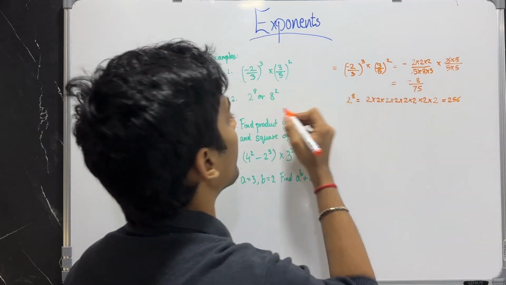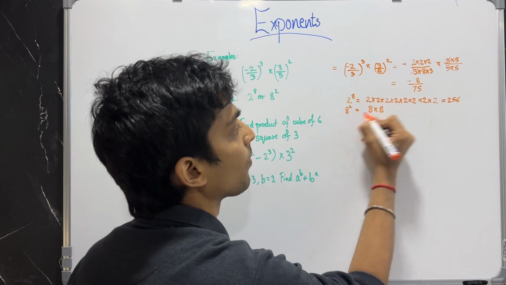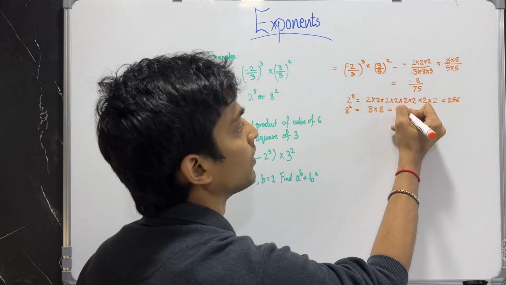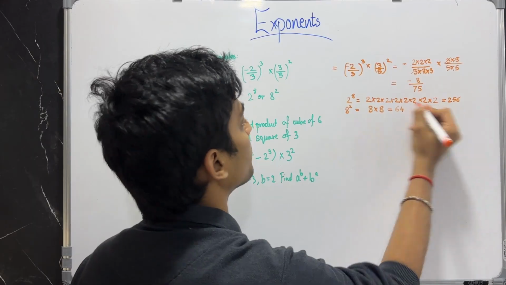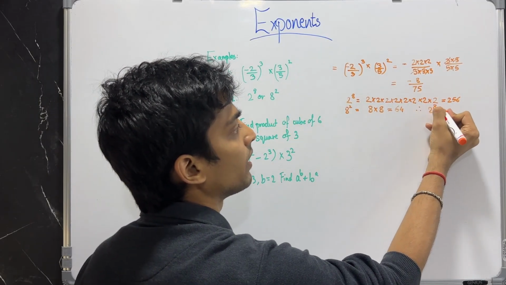256. And what is 8 raised to 2? That is 8 multiplied by itself 2 times. So we will get 64. Therefore, 2 raised to 8 is clearly greater. 2 raised to 8.